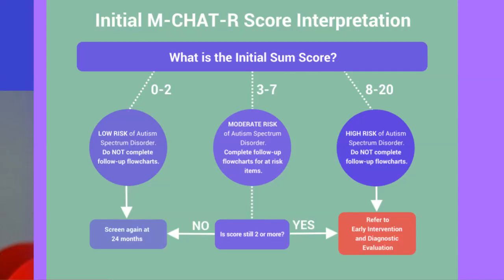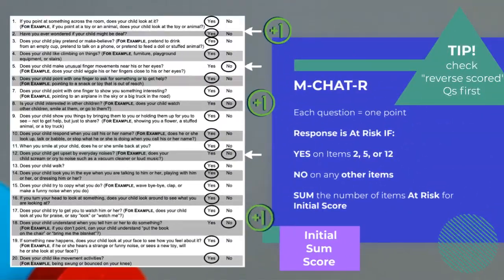Once you have completed the necessary follow-up flowcharts, if the score is still 2 or more, then the same guidance applies as the high-risk initial score. You will need to refer to early intervention and for full diagnostic evaluation immediately. However, if the score is 0 or 1, you do not need to make these referrals and can follow the guidance for a low-risk initial score. This means screening again at age 24 months, or if you or the caregiver raise concerns about ASD potential.